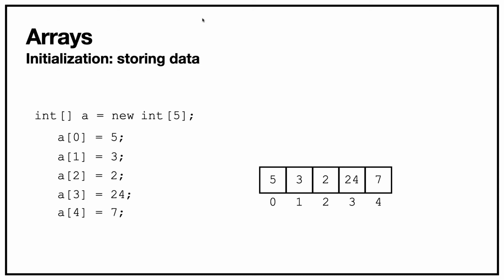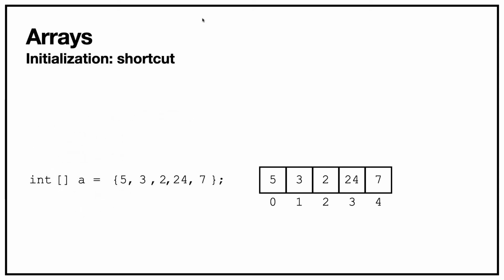Now, there's a shortcut. In case you know the values that you want to store, you can use the shortcut as you can see right here. The only thing you have to do is declare the data type, int, square brackets, a, equals, and then you open those curly brackets. You separate each value by comma. For example, here I have 5, 3, 2, 24, 7, and that's the way you create an array containing those values as a shortcut. You don't have to have those 5 different lines of code there.